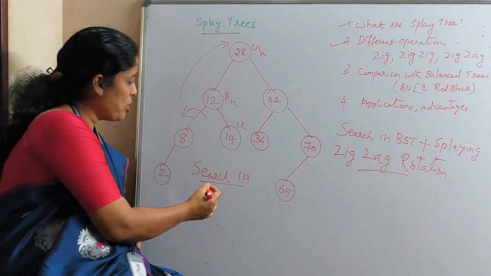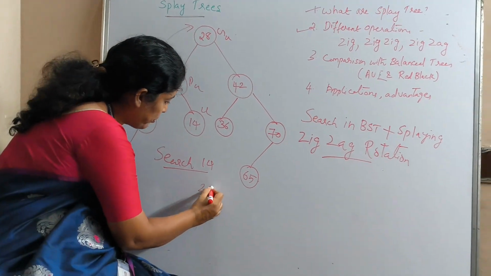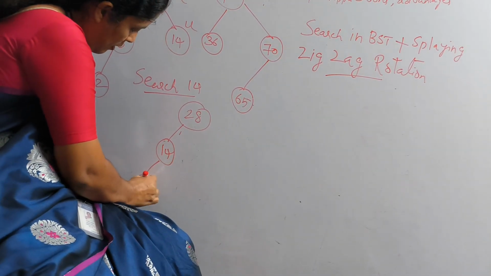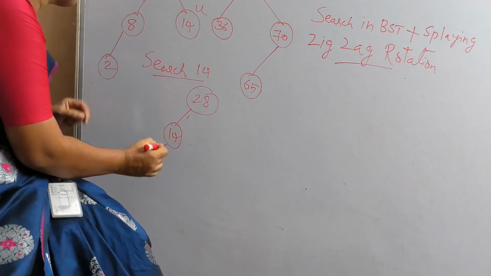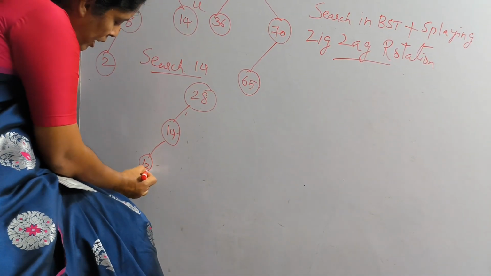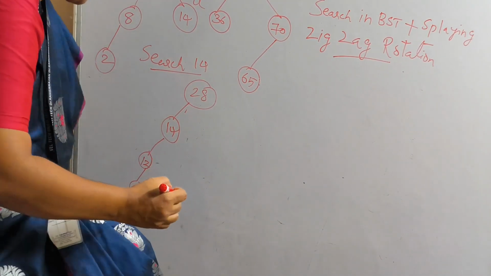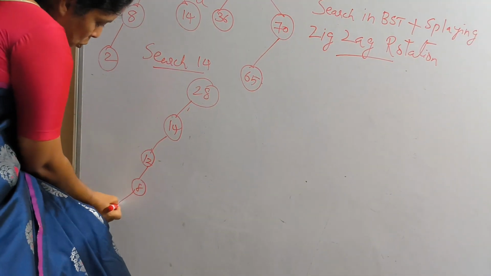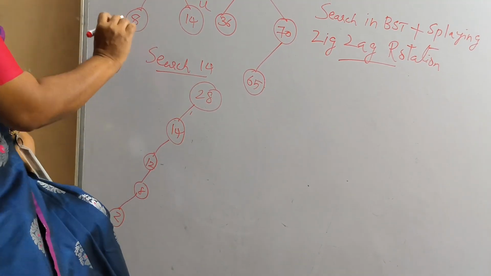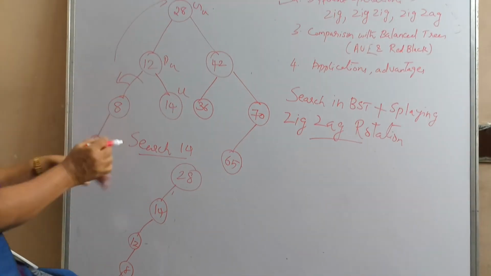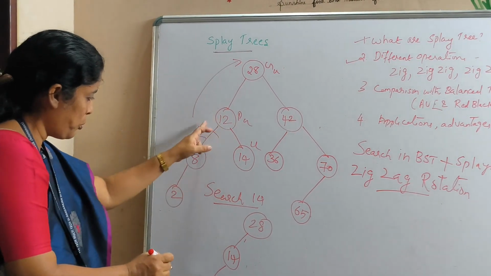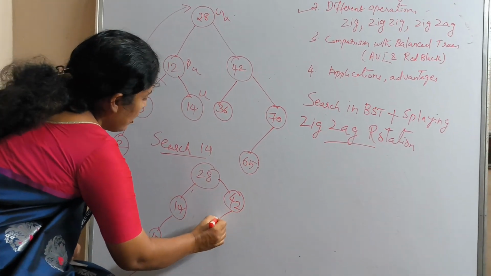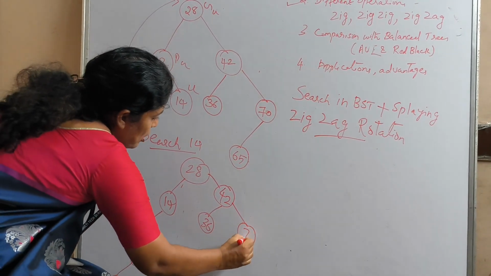After one rotation, that is one left rotation, your tree will be 28, 14, and then here your 12 will be here, and then 8. Again you will have 2 here. This is how it looks after the first rotation. And then 36 and then 70 and then 65.